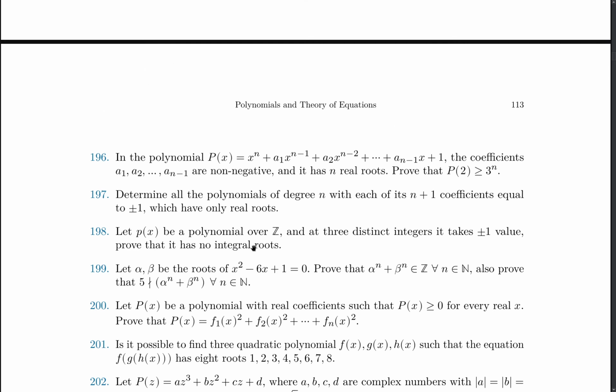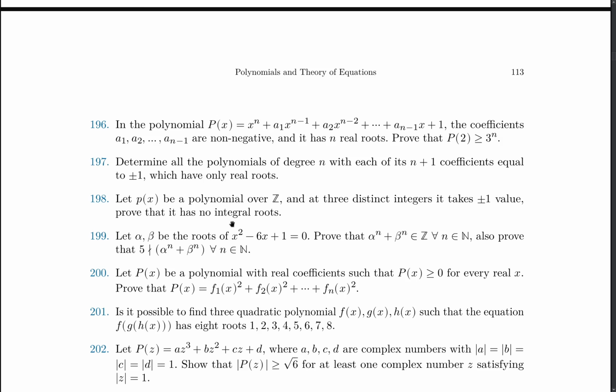Now we move on to question 198. If p(x) is a polynomial over Z and at 3 distinct integers it takes plus minus 1 value, prove that it has no integral roots.